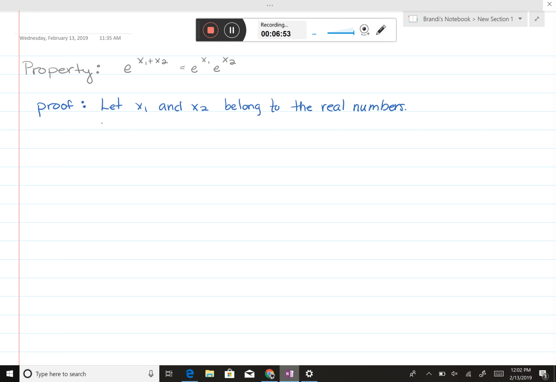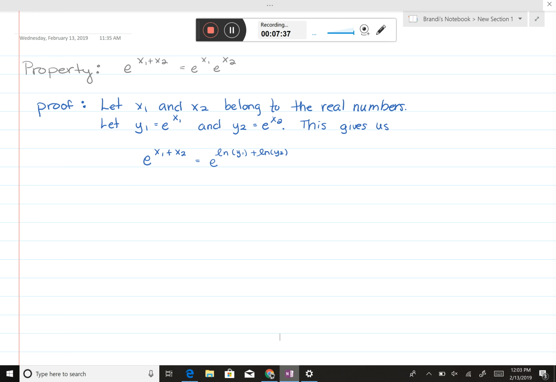Okay, we're also going to let y1 equal e to the x1 and y2 equal e to the x2. And then we're just going to start our proof. So this gives us e to the x1 plus x2 is equal to e to the ln of y1 plus the ln of y2.